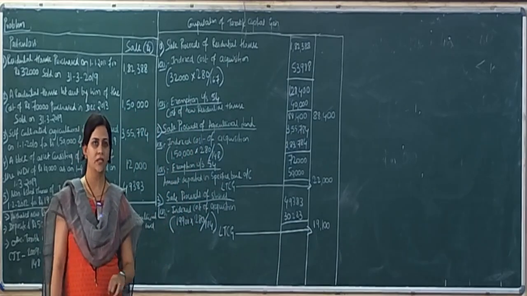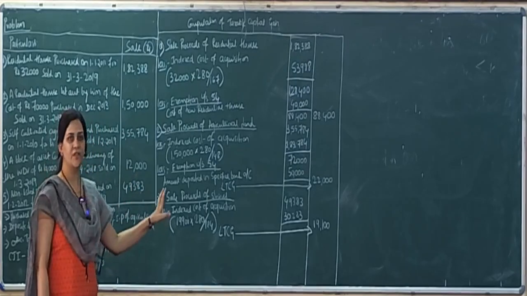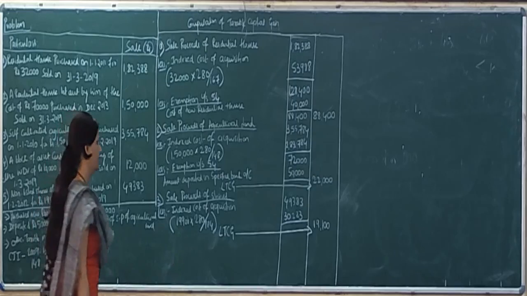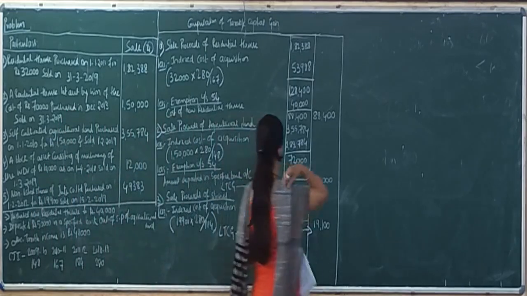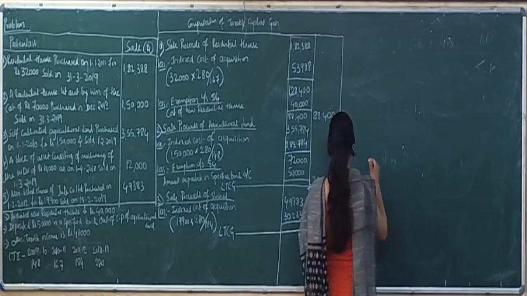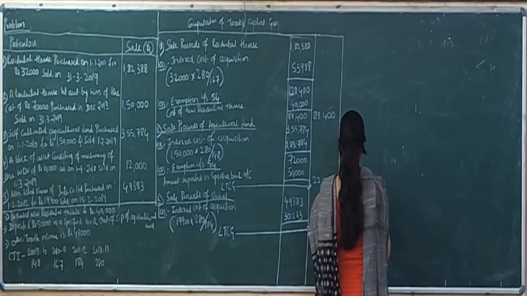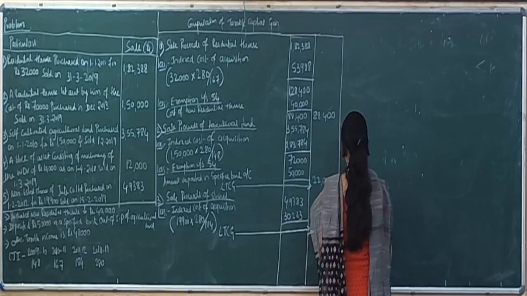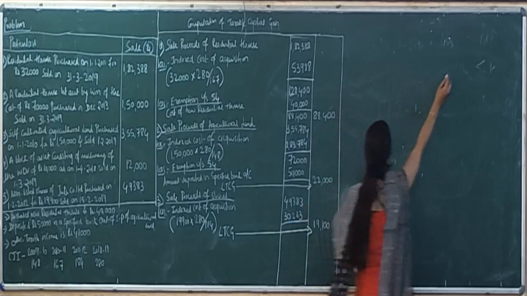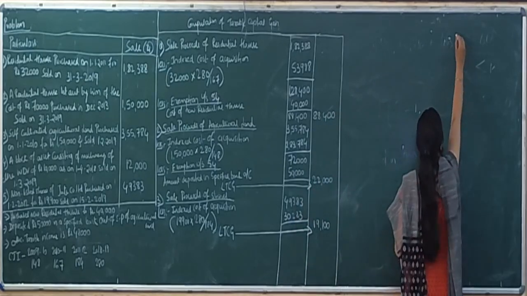Okay, so now these three assets are under long-term capital gain. Now we will prepare one more chart which shows the assets which are only for short-term capital gain. So here I will write the same thing.